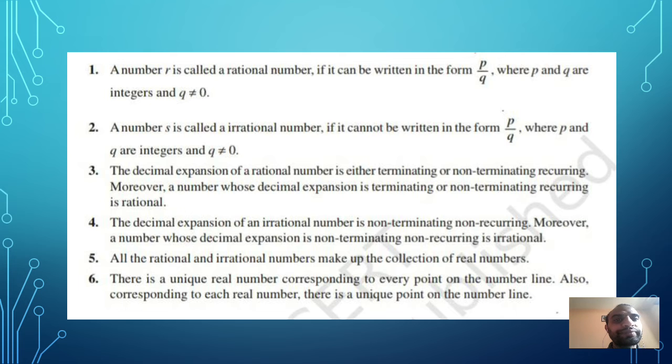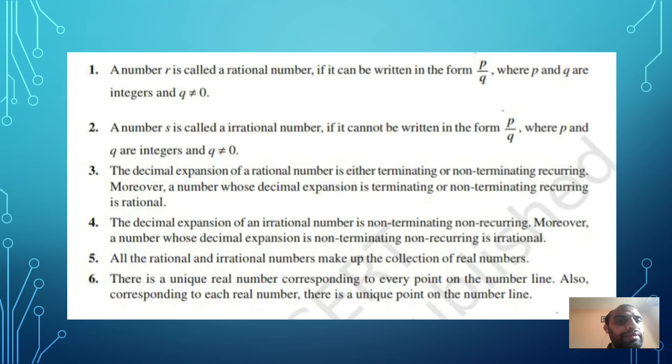First of all, what is the definition of a rational number? Rational numbers can be represented in the form of p upon q, where p and q are integers and q is not equal to 0. In a simple way, similarly for irrational numbers, the numbers which cannot be represented in the form of p upon q are irrational numbers.